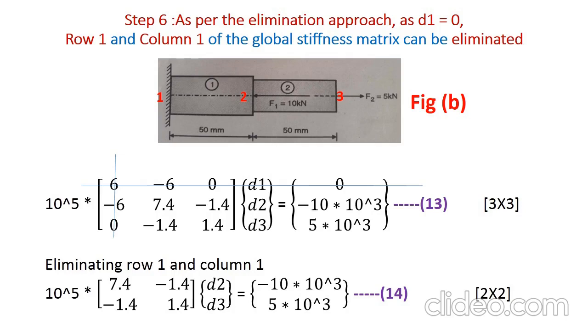As per this problem statement, displacement is 0 at node 1. Therefore, we will eliminate row 1 and column 1. You can observe that sky blue color line. I have eliminated first row, I have eliminated first column. We will not calculate D1 because we already know it's 0. Therefore, eliminating row 1 and column 1 and putting values of forces, we get equation number 14. And we can observe, because of the elimination approach, the 3 by 3 matrix equation number 13 has been converted into the 2 by 2 matrix equation number 14.